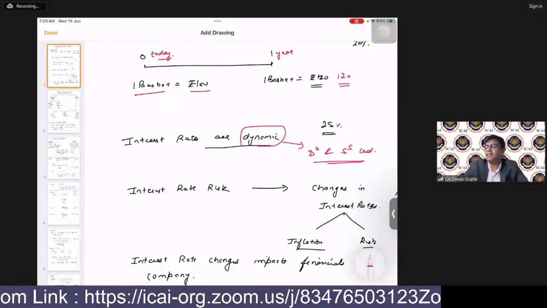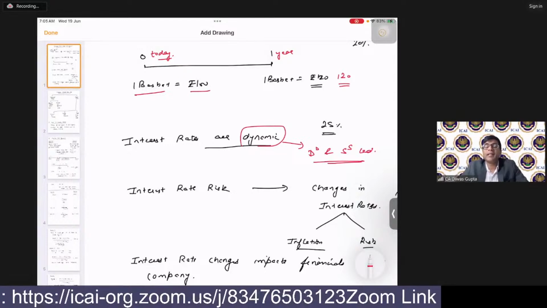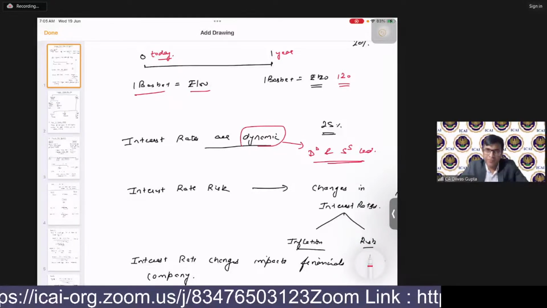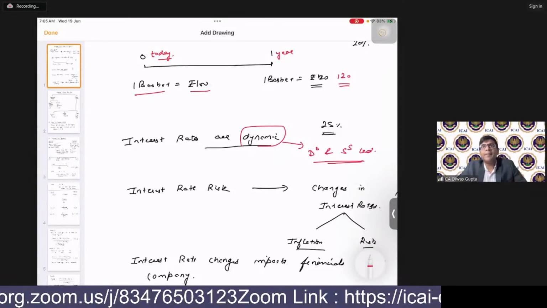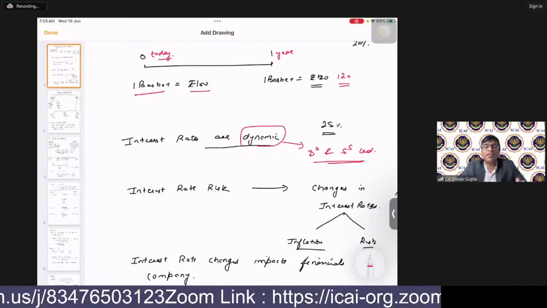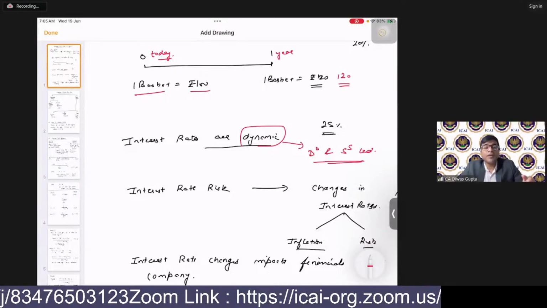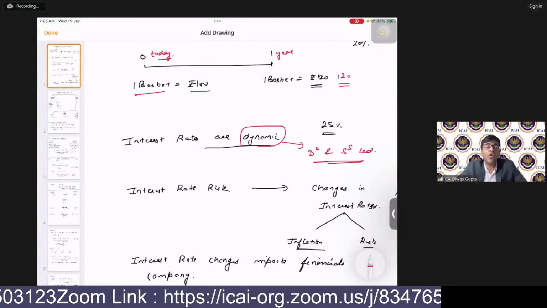Now, the moment we say that interest rates are dynamic, don't you think there is a risk associated with it, which is beyond our control? For example, in our previous sessions on derivatives and portfolio, we discussed risk concepts. And in that, we associated risk with what?